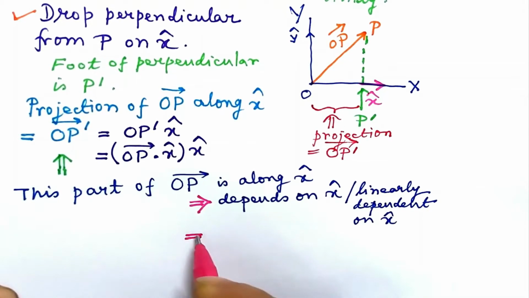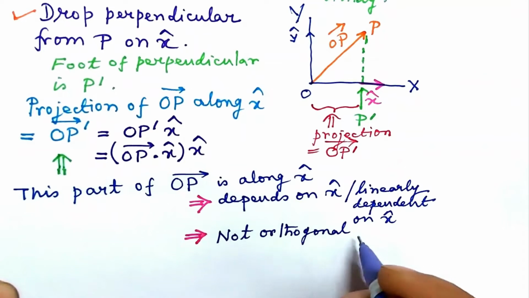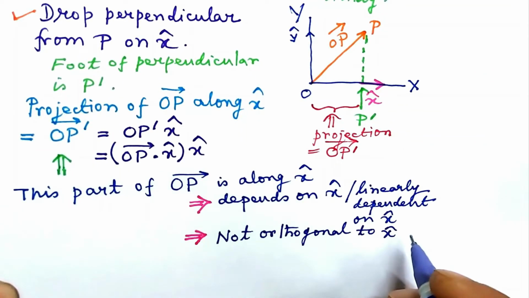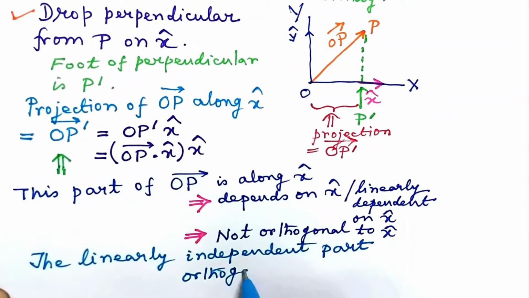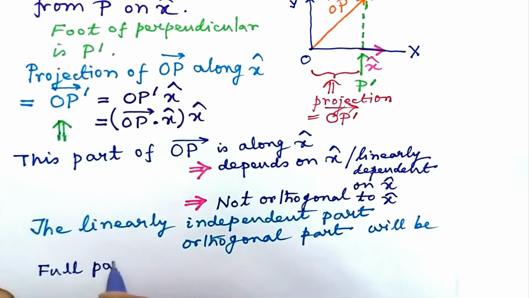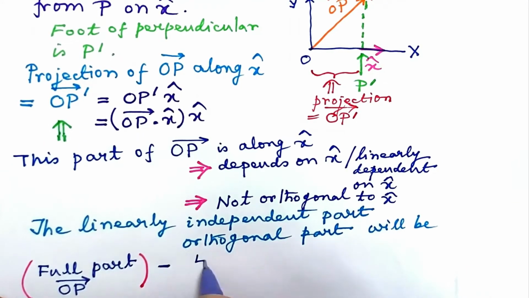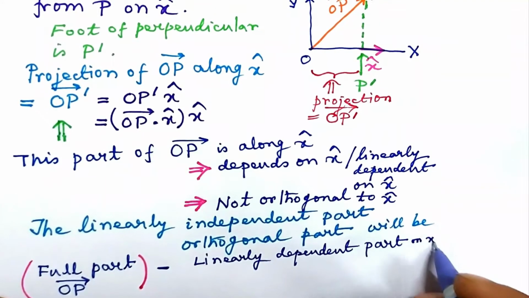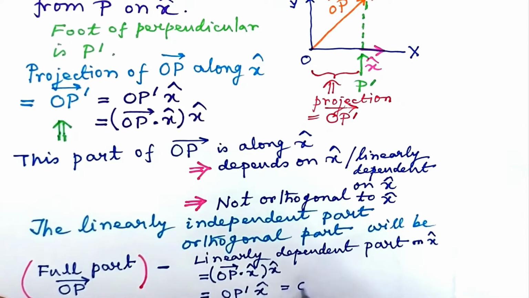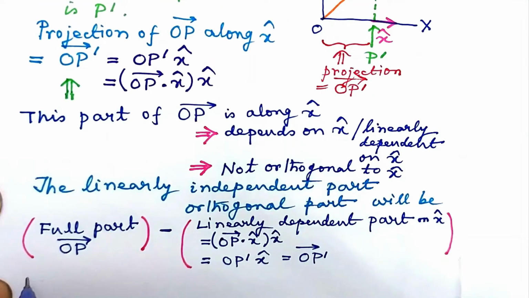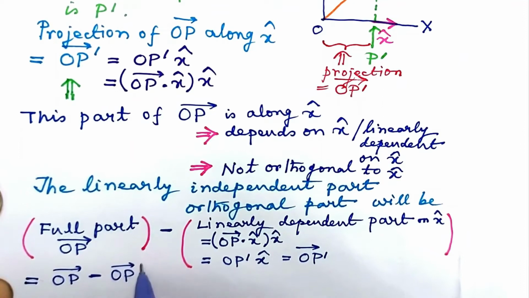This part of vector OP is evidently not orthogonal to x hat as it is along x hat. Then what will be the linearly independent or the orthogonal part? The linearly independent part or the orthogonal part will be the full vector OP minus the linearly dependent part on x hat, which is vector OP prime. So the part of vector OP that is linearly independent or orthogonal to x hat is vector OP minus vector OP prime.